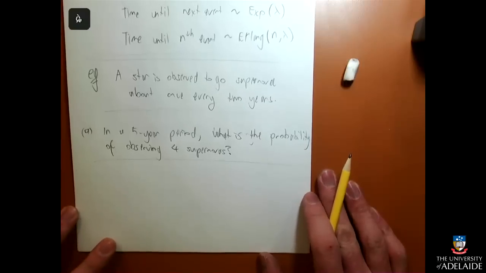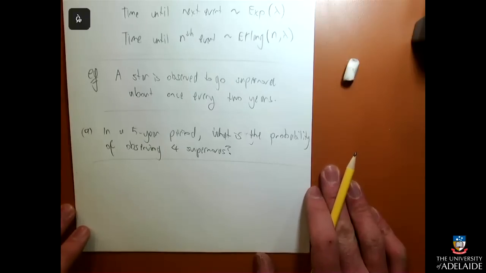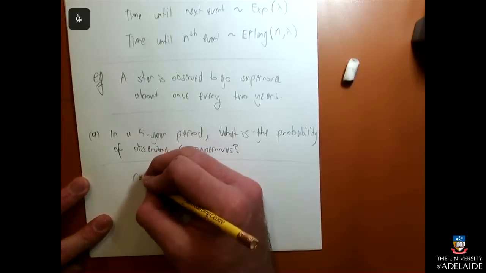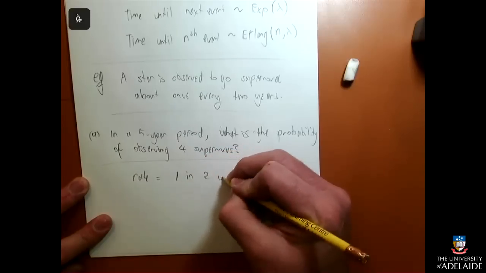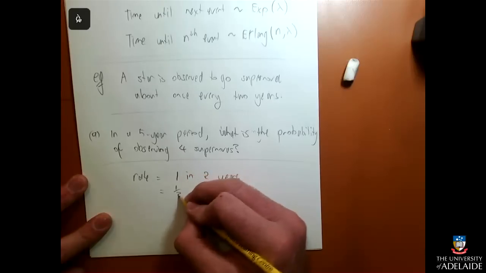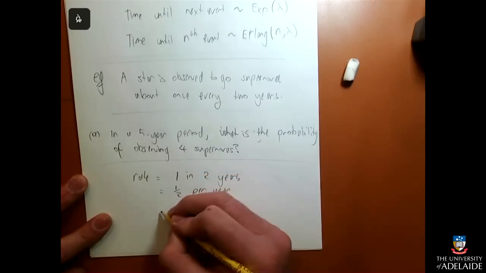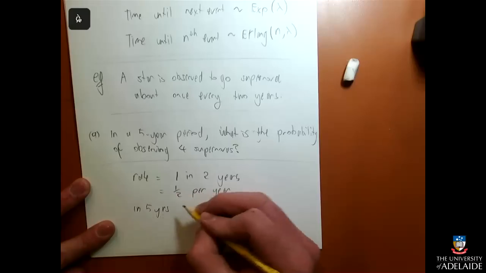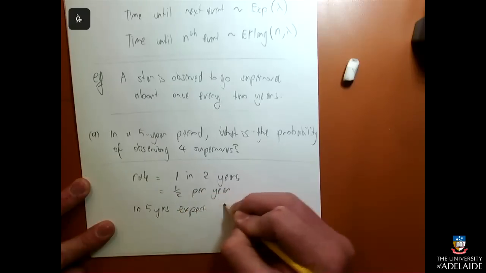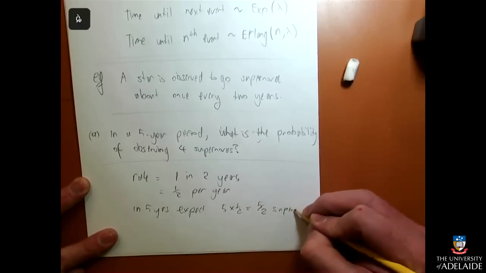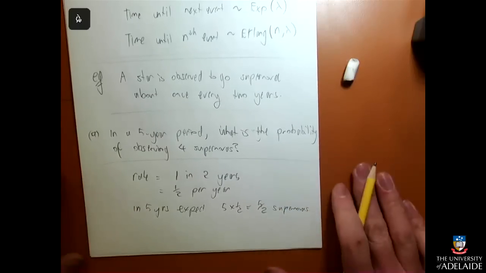Okay, so here's the thing. It happens about once every 2 years. So in 5 years, I would expect 2.5, on average. So, one in 2 years, so that's about 0.5 per year. So in 5 years, expect 5 times 0.5, which is 5/2 supernovas, on average.